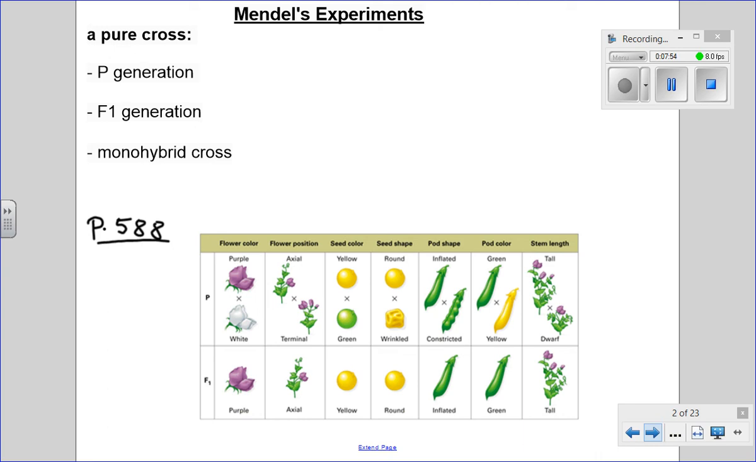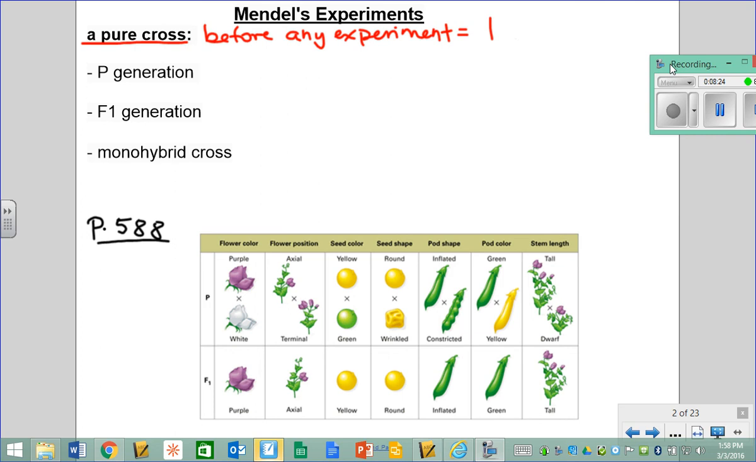In Mendel's experiments, he always started with a pure cross. So for Mendel to do experiments about genetics, he had to make sure that the plants that he was starting with were pure. That means they had all the same copies of genes. They didn't have different versions. So before any experiment, he did this. He let the pea plants, which is what he's using, auto-fertilize.